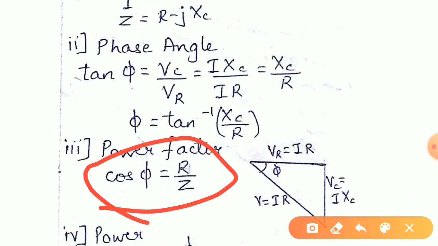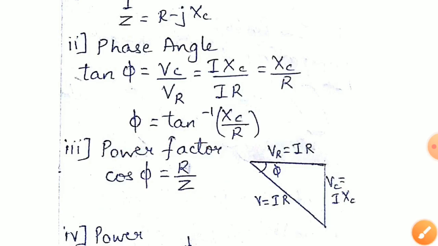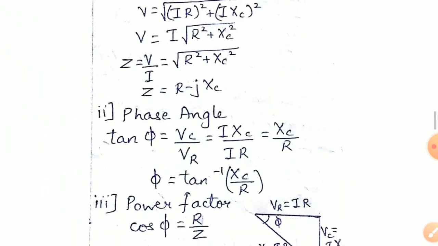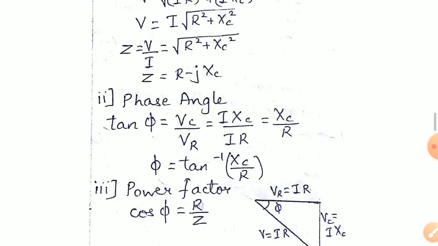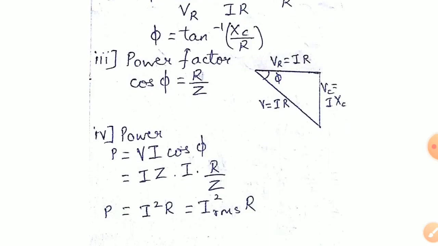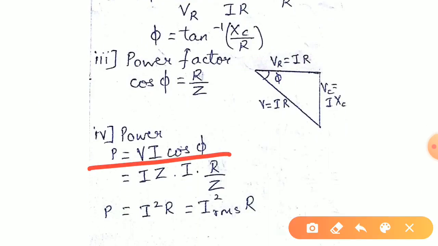We can also draw the impedance triangle as we drew in RL. The value of power factor can be obtained. The value of power can be obtained from P is equal to VI cos phi or VRMS IRMS cos phi. Cos phi is R by Z, V is I into Z. On substituting the values and cancelling out Z, we have I square R or IRMS square R.